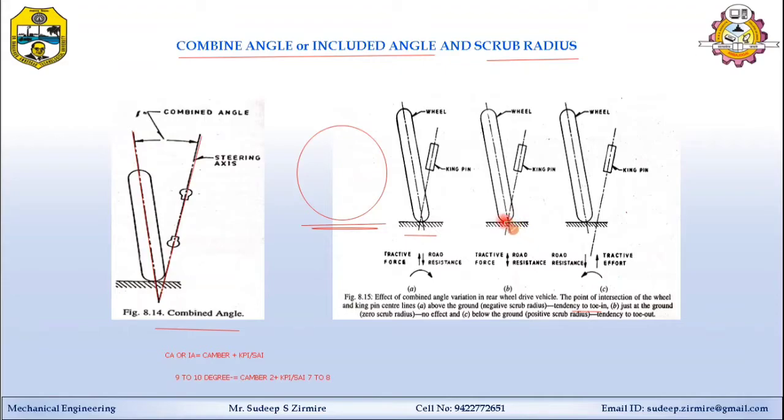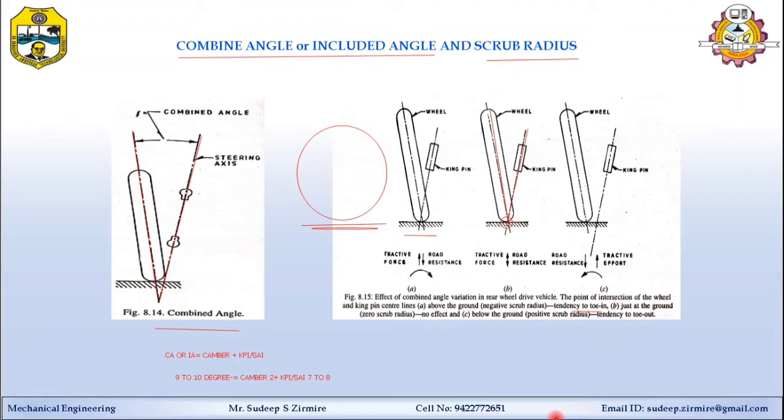If the scrub radius is meeting at the exact point of the ground, meaning the center line of the tire and center line of the kingpin are exactly meeting at the contact point of the ground, it is called the zero scrub radius. In that case, no toe in, toe out. Tractive resistance is equal to the tractive effort in this case.